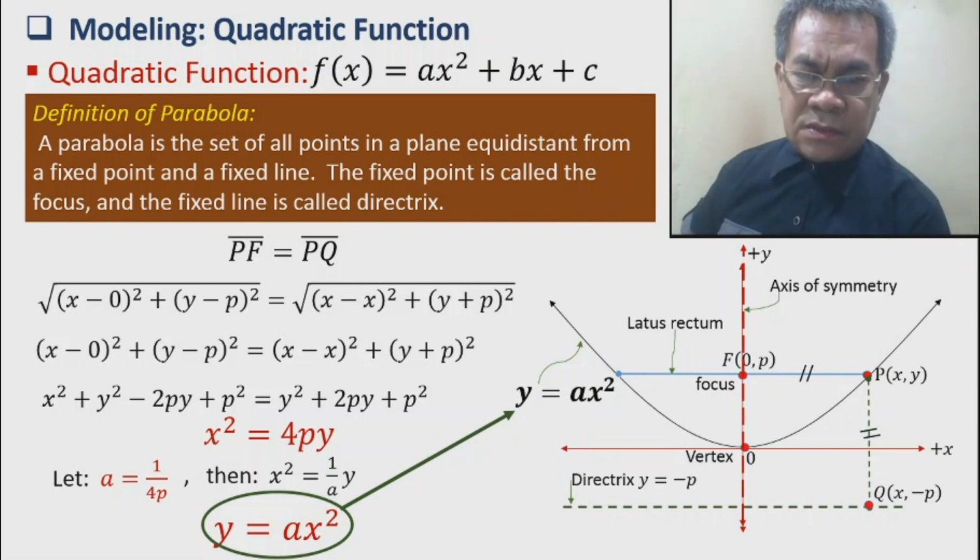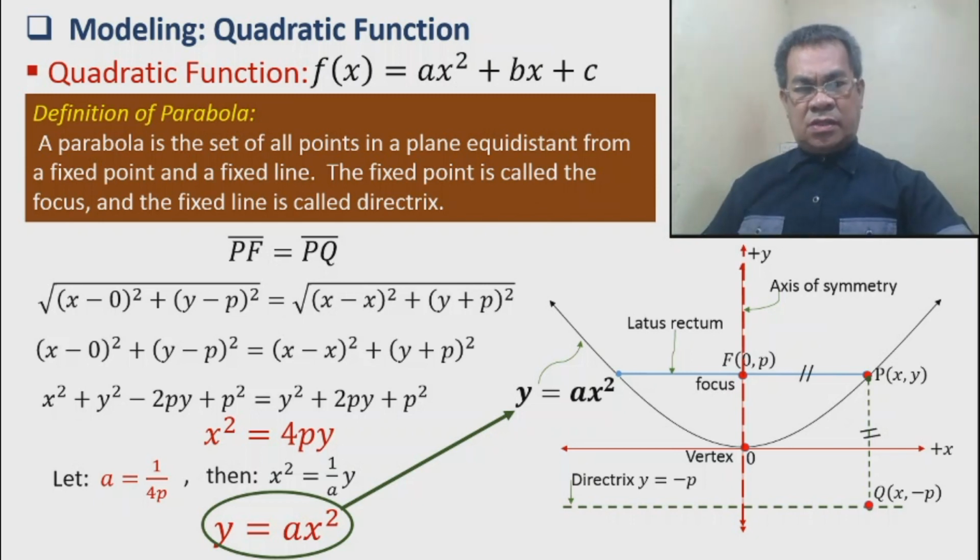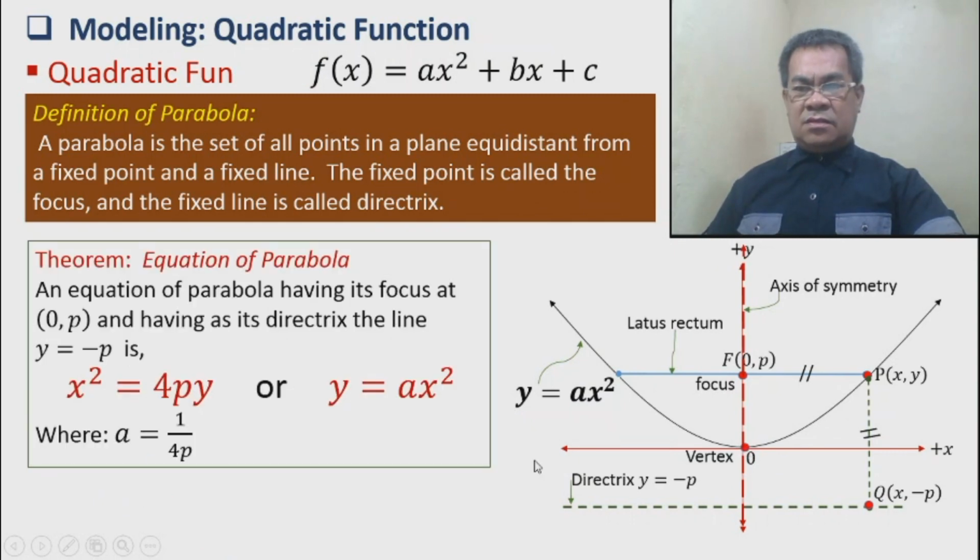Therefore, we will be using this equation of the parabola, and this is limited only to when the vertex is located at 0. So this is it: x squared is equal to 4py, or it can be y is equal to a x squared, where a is 1 over 4p. So how will we use this one? We can use this if the vertex is located at 0 and the parabola opens upward, if a is positive.